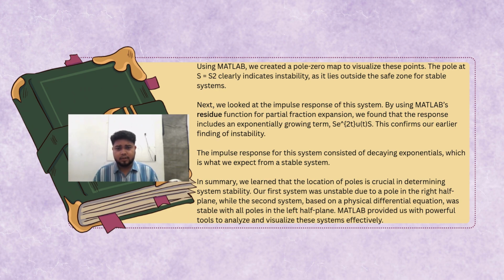The impulse response for the second system consisted of decaying exponentials, which is what we expect from a stable system. In summary, we learned that the location of poles is crucial in determining system stability. Our first system was unstable due to the pole in the right half plane, while the second system, based on a physical differential equation, was stable with all poles in the left half plane. MATLAB provides us with powerful tools to analyze and visualize these systems effectively.